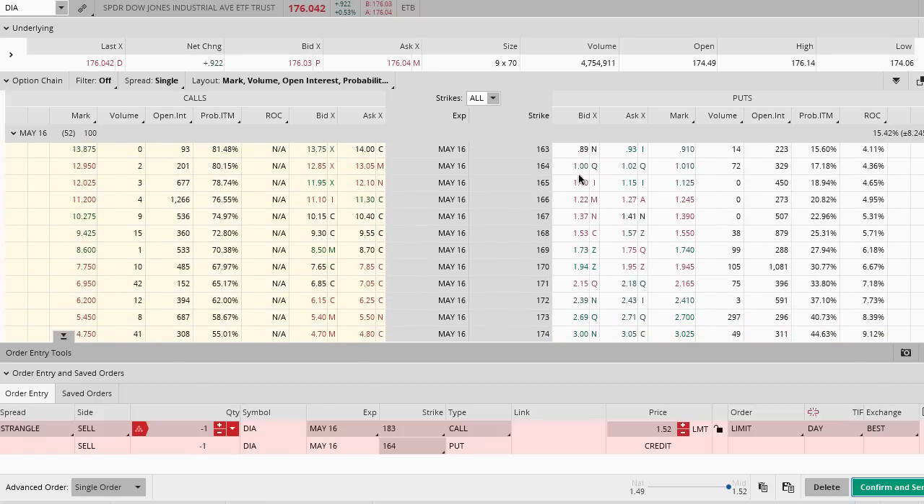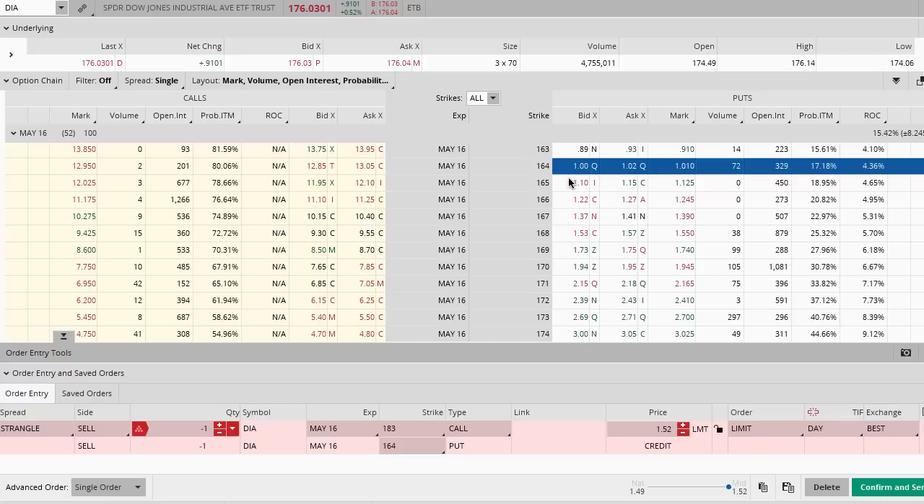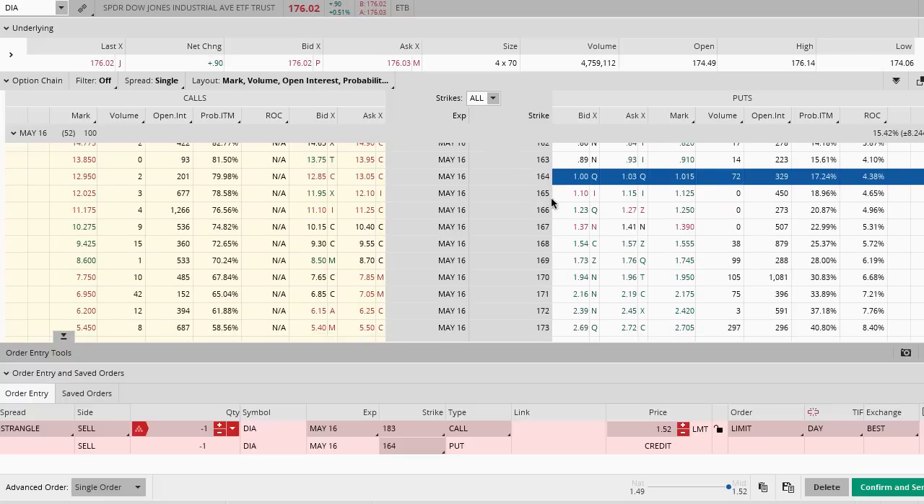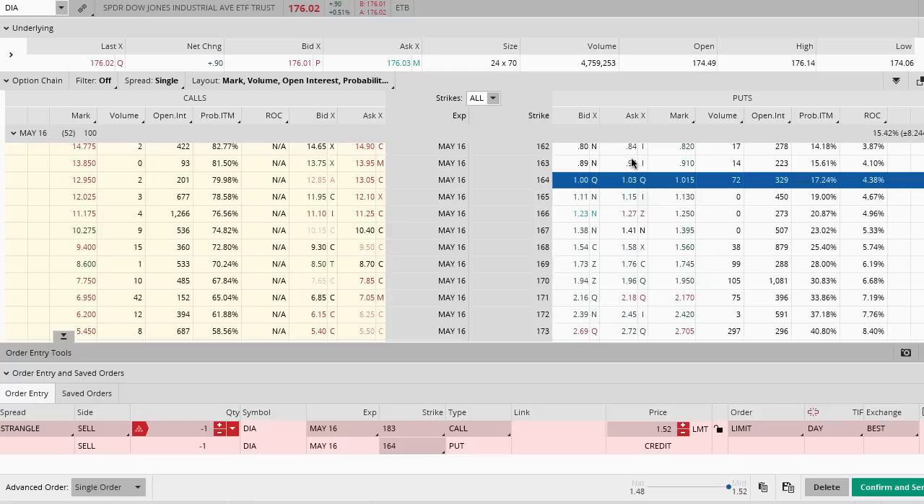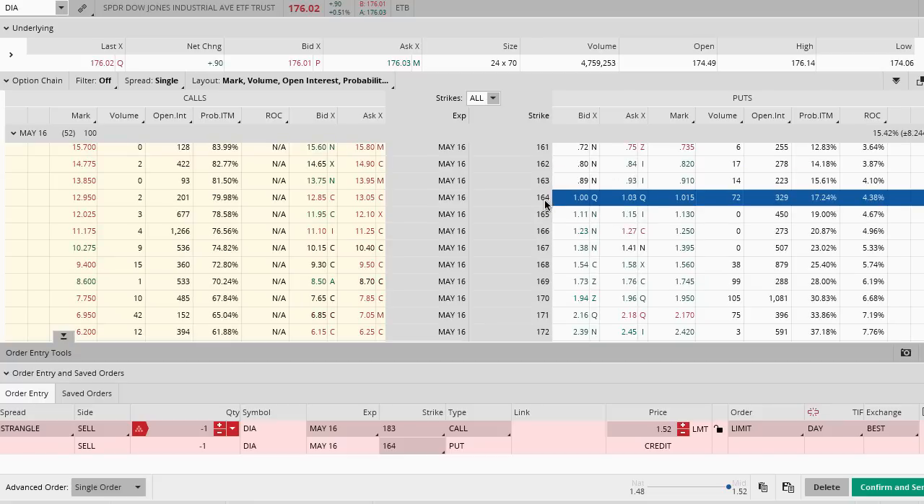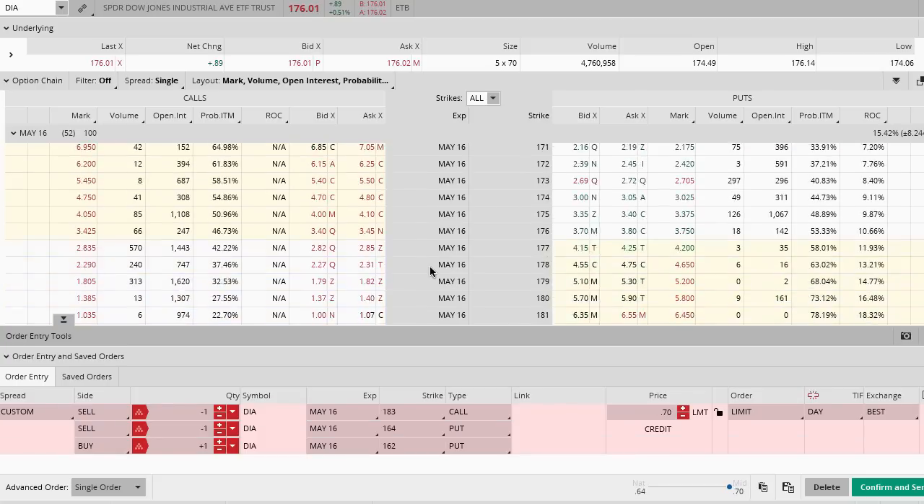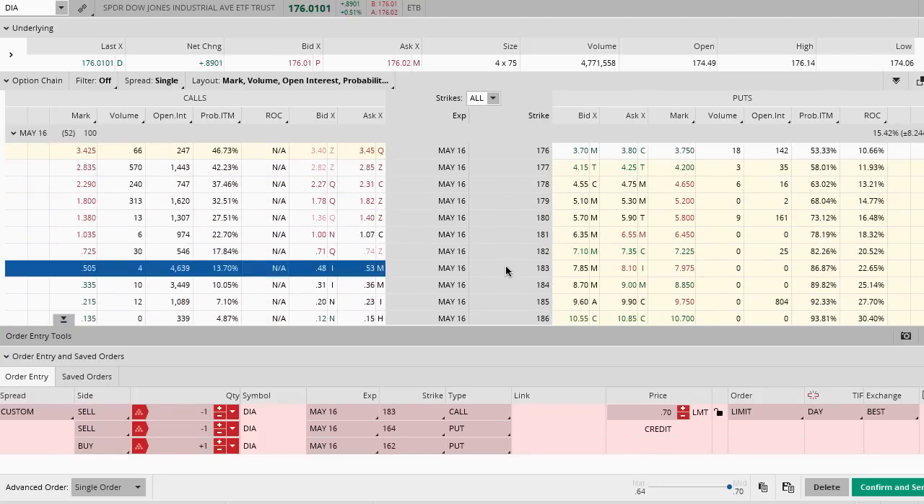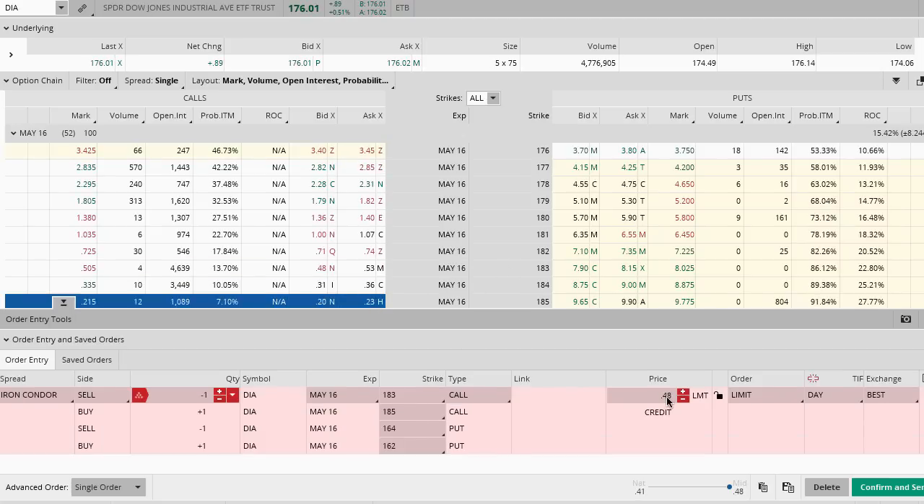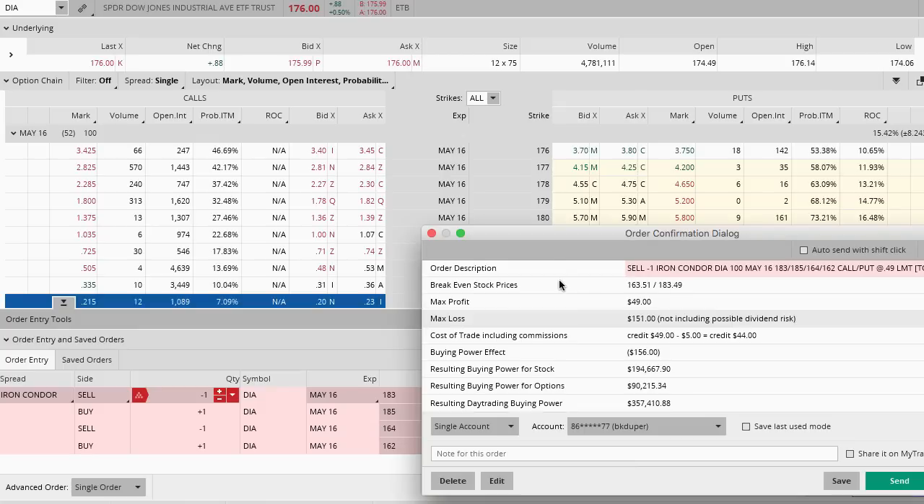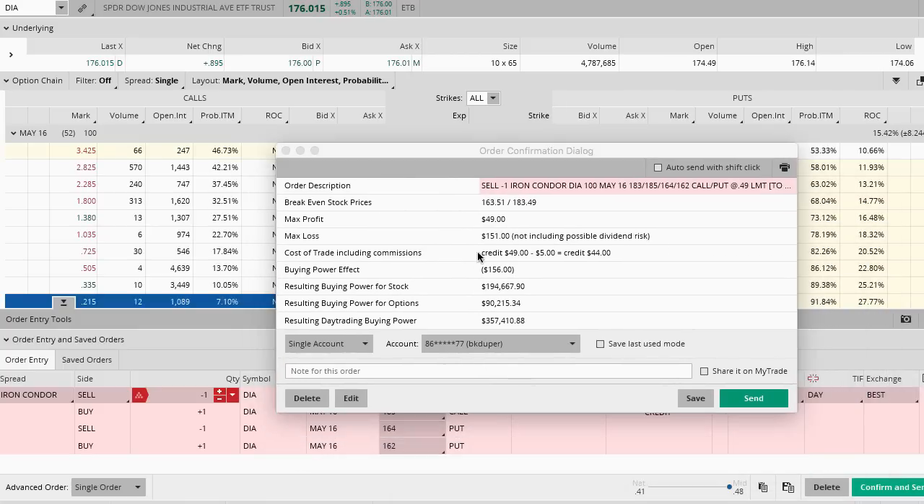If we wanted to build out an iron condor, we could again use those same anchor strike prices and then just buy options on either end. So let's say we sold the 164s like we did before on the put side, and we bought the 162s. And then on the call side, we still sold the 183 calls and we bought the 185 calls. Now we have an iron condor going in DIA. And now you can see that our credit has been reduced down to $48, but our risk also has been reduced down to $151. Okay, so it all works the same.